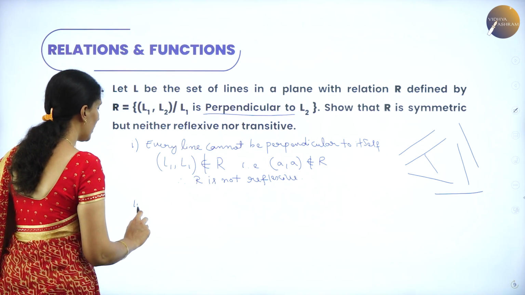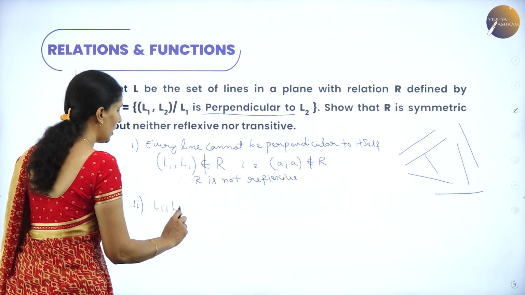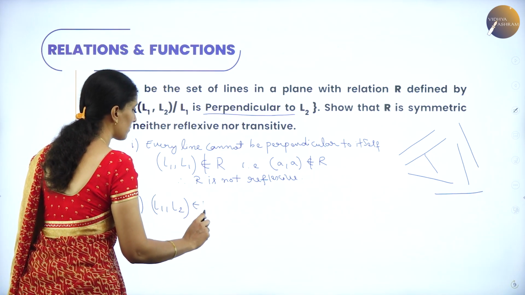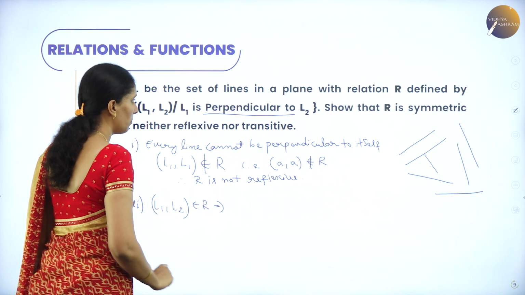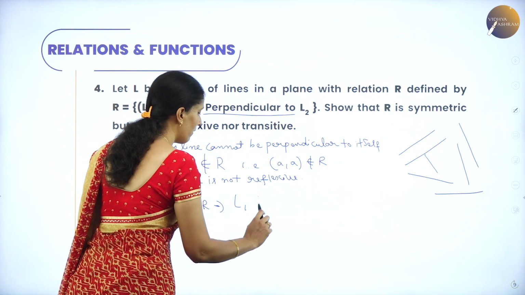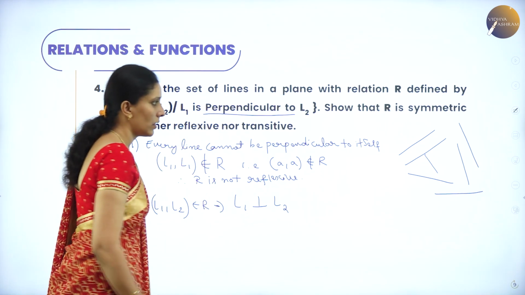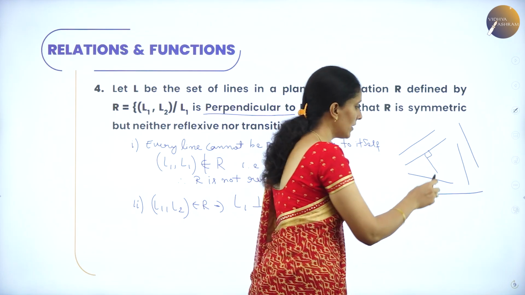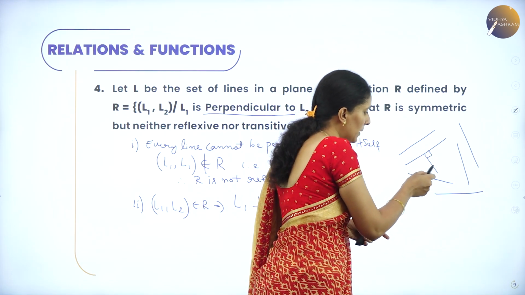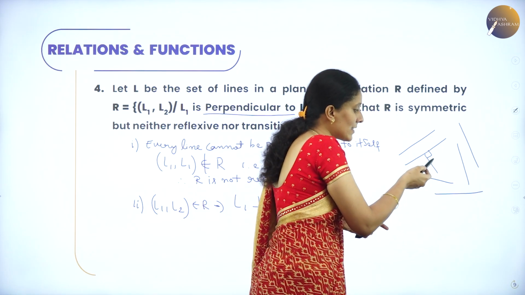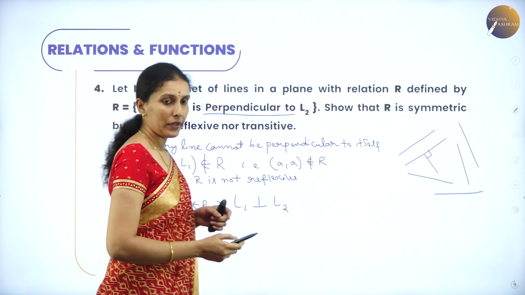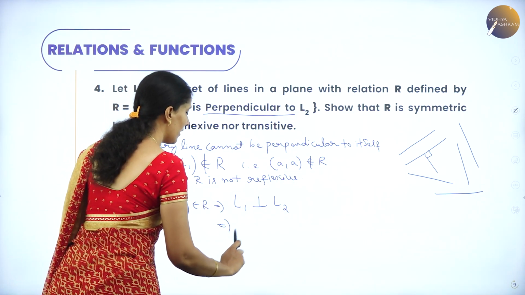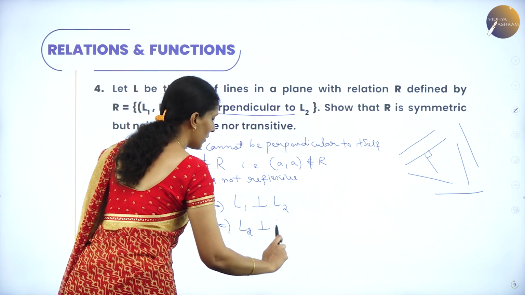Now, next let me take two lines, L1 and L2 belongs to R. If L1 and L2 belongs to R, it means L1 is perpendicular to L2. Consider these two lines here. Suppose I take this as L1 and this as L2. If L1 is perpendicular to L2, then I can say L2 is also perpendicular to L1. So, that means I can write L2 is perpendicular to L1.